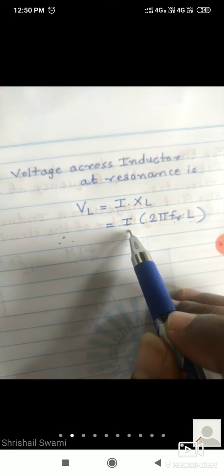Anyone? How to find XL? Okay, very good. XL is 2 pi FR into L, because we are at resonance, where FR is the resonance frequency and L is the inductor value. We got I as 10. Put each and every value: 10 into 2 pi into the resonance frequency we got, 71.17, and the inductor is 0.1. Calculate and tell the answer of VL.